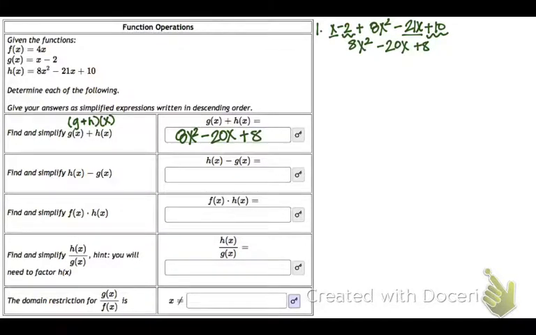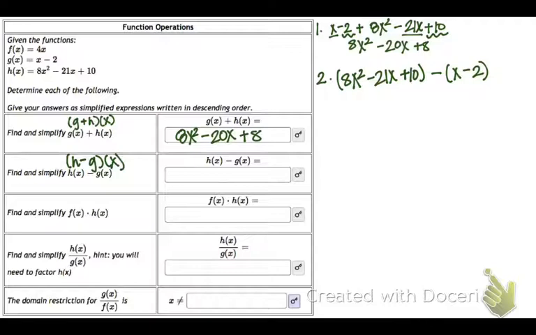Okay, if we're subtracting them, again, the other way this will be written is h minus g of x. Those two things mean the same thing. So if we're subtracting g from h, h of x is first, so 8x squared minus 21x plus 10 minus g of x, which is x minus 2.